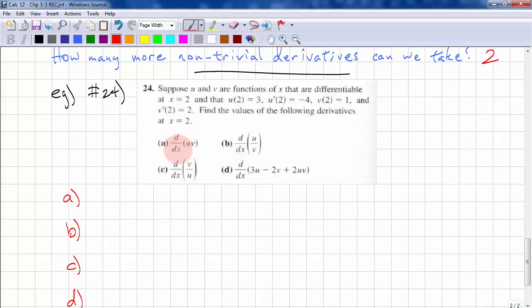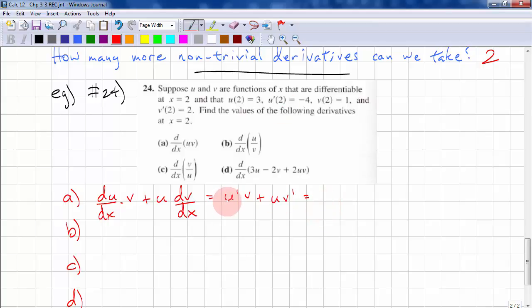So this is saying take the derivative of a product. So this means we need du dx times v plus u dv dx. Another way of writing this is u prime v plus uv prime. And now we can substitute.